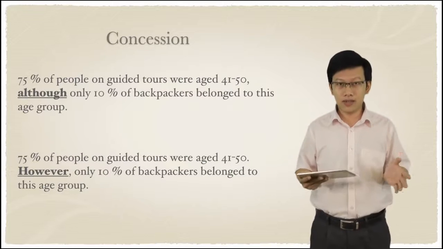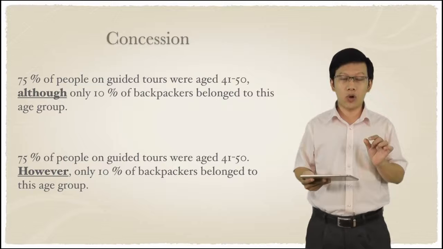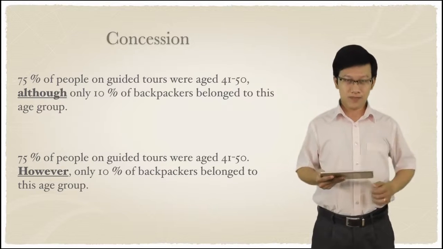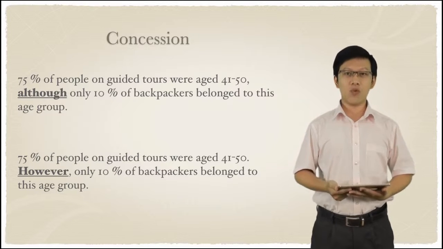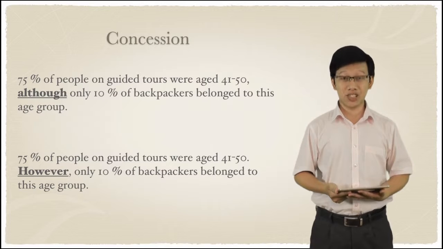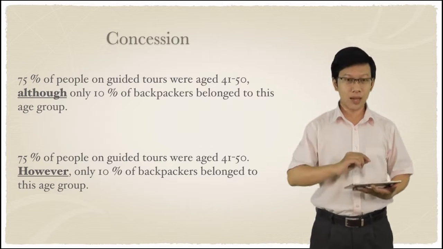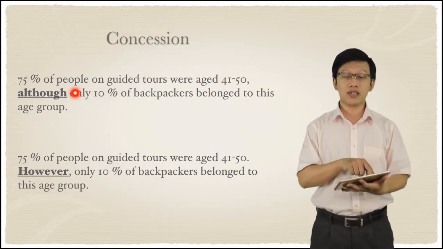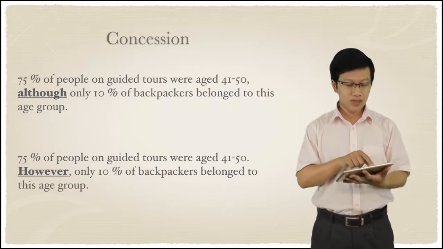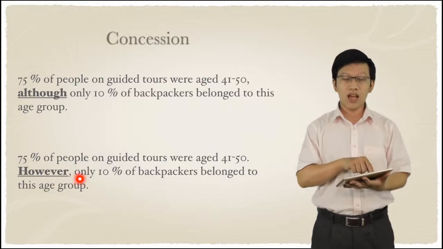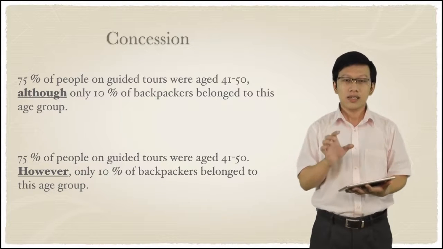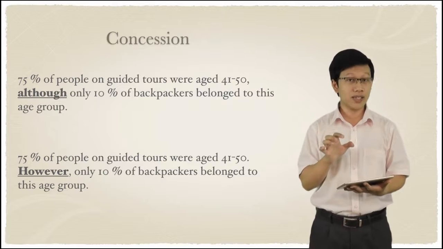Now, that was all about the concluding statement. Let's move on to concession. You must be wondering to yourself, what is concession? Now look at these examples. I have two sentences. 75% of people were this, although only 10% were that. And, 75% were this, however, only 10% belong to that. So you see, these two sentences mean the same thing.